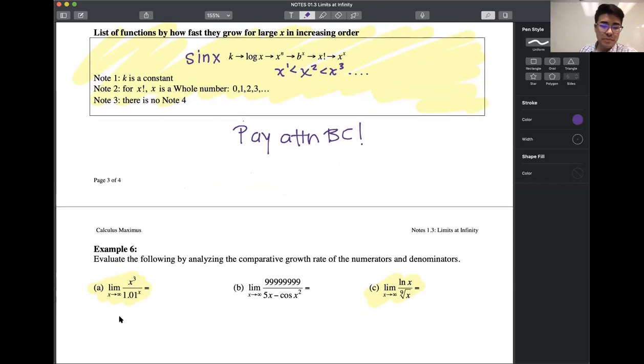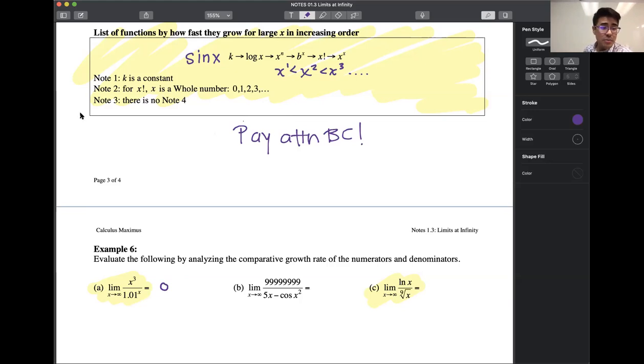So for example, if you look at a, you have this 1.01. This 1.01 looks really small, but actually it's an exponential function, and exponential functions always grow at a faster rate than these polynomial functions. So this limit will be 0 because we have a bigger denominator.